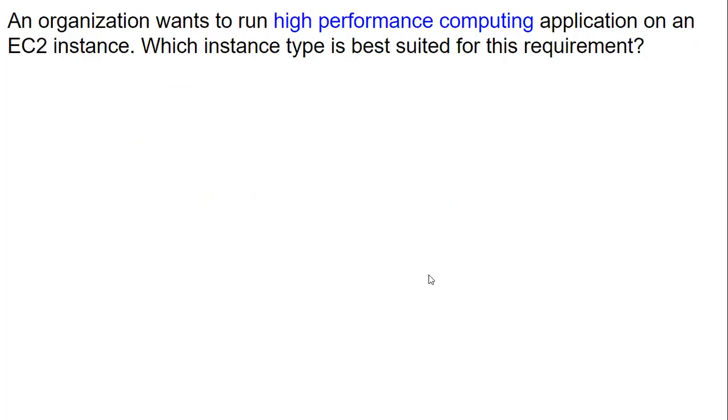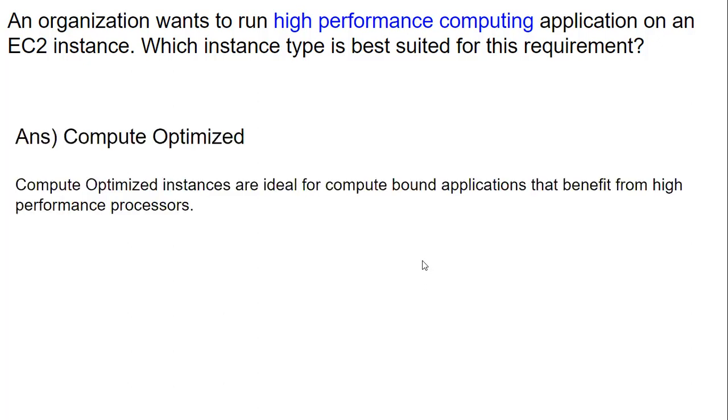It's question 3. An organization wants to run high performance computing, which is your HPC, high performance computing application on an EC2 instance. Which instance type is best suited for this requirement? Whenever you spot high performance computing, you can go for compute optimized. Compute optimized instances are ideal for your compute intensive applications, and that get benefit from high performance processors. So for HPC, go for compute optimized instance type.